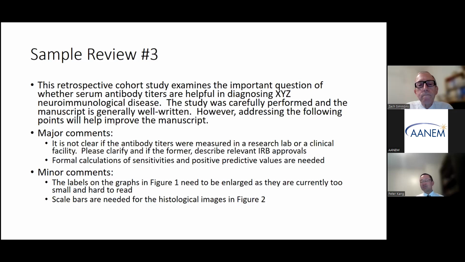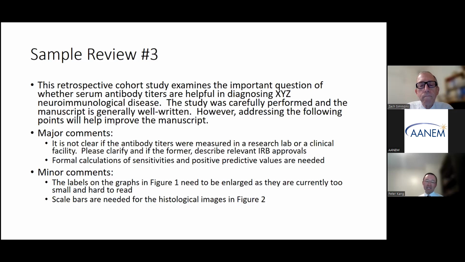Please clarify and talk about IRB protocols. And then major comments can also include concerns about statistical analyses. You don't see sensitivities and positive predictive values when they should be there. And then minor comments will be things like, well, the labels on the graphs are hard to read. They need to be bigger. You don't see scale bars in a histological image, and you really do need scale bars.